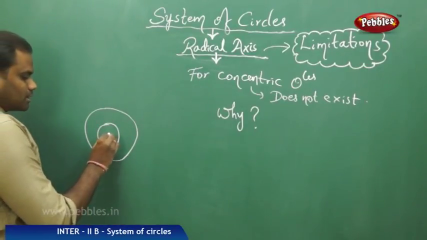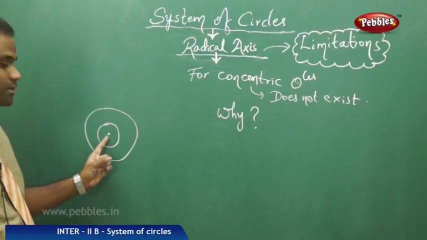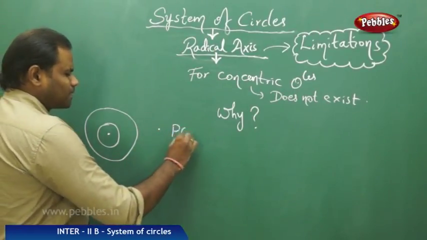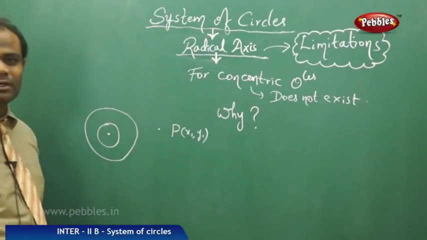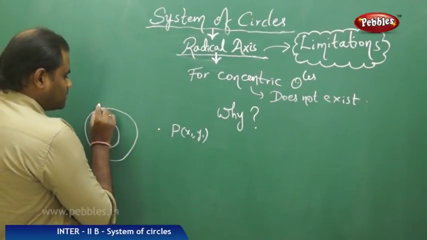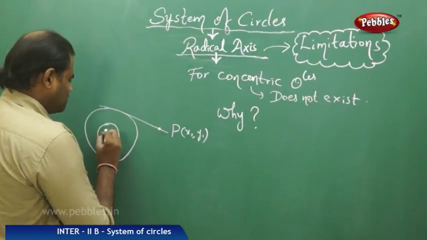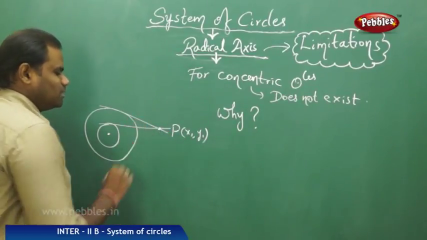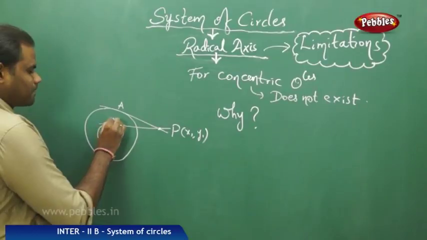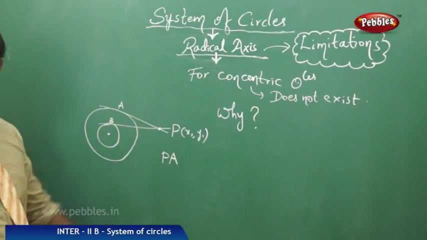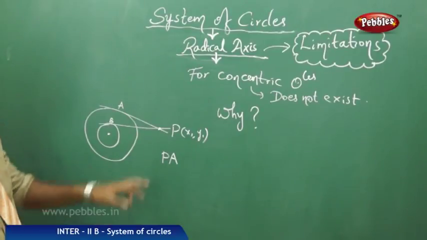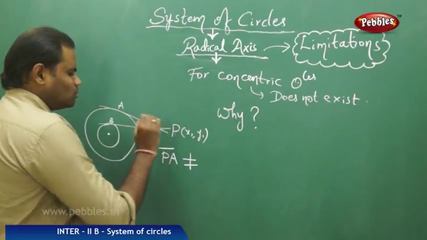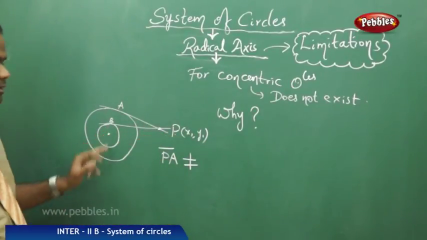Now, for two concentric circles with one circle lying in the other and having the same center, the question of the power of a point, say I take a point P(x1, y1), and the power of the point with respect to this circle and the power of the same point with respect to this circle is highly impossible to be equal. That is, if I take PA and this is PB, any point we take in this plane, it is impossible that the power of this point with respect to this circle, which is PA, will ever be equal to the power of this point with respect to the second circle.